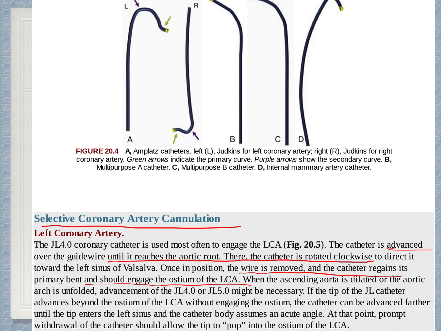Here we have on the top image the Amplatz catheters with the same primary and secondary curves. Then we also see, for example, the internal mammary artery catheter, which has a very highly angulated primary curve. Then, for selective coronary artery cannulation of the left coronary artery, you have to advance the catheter until it reaches the aortic root. There, the catheter is rotated clockwise, the wire is removed, and the catheter regains its primary bend and should engage the ostium of the left coronary.